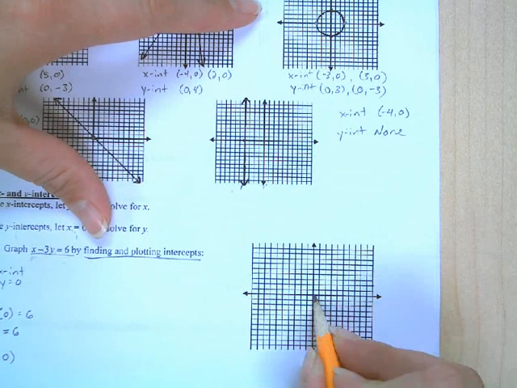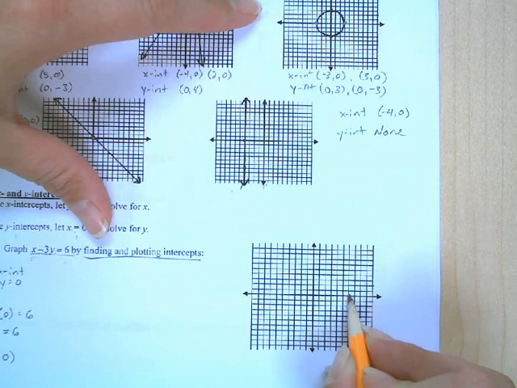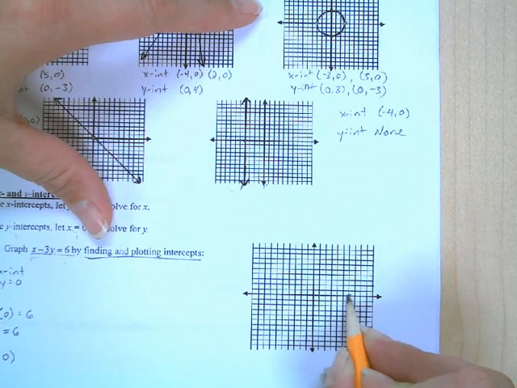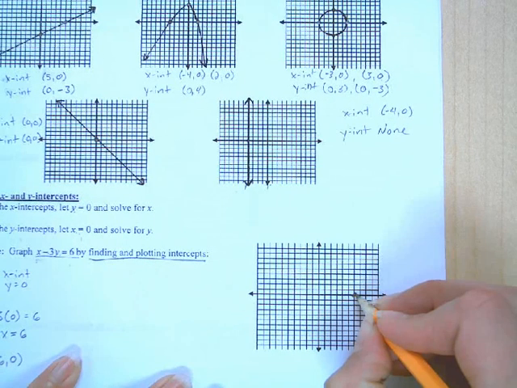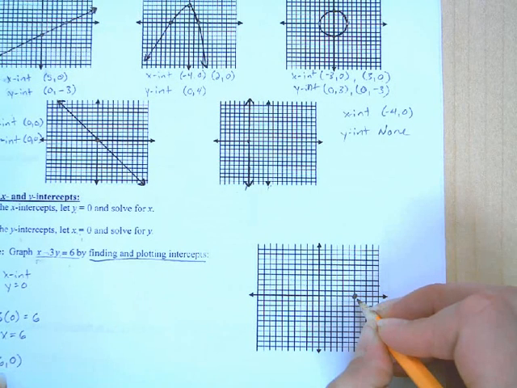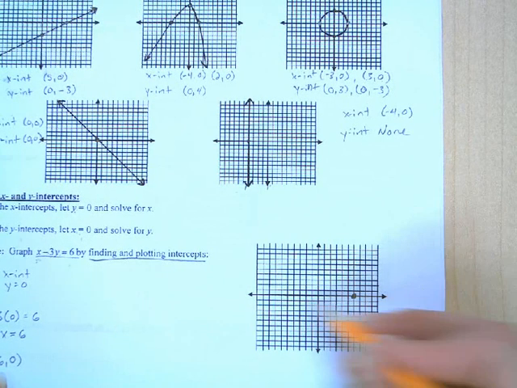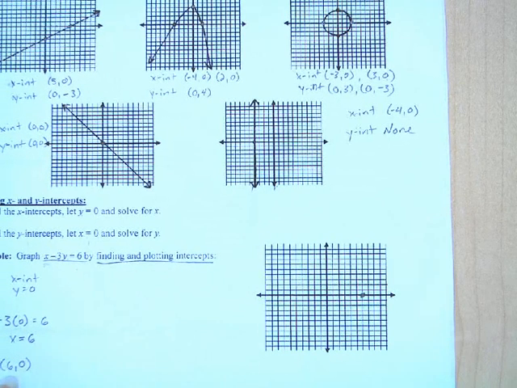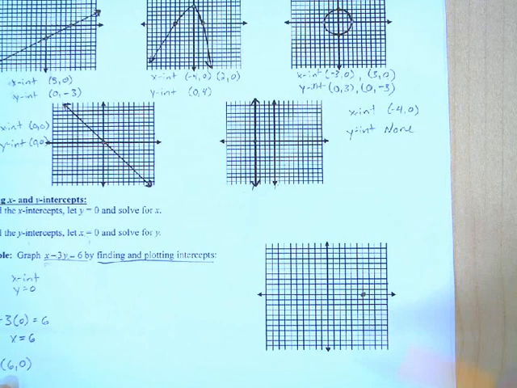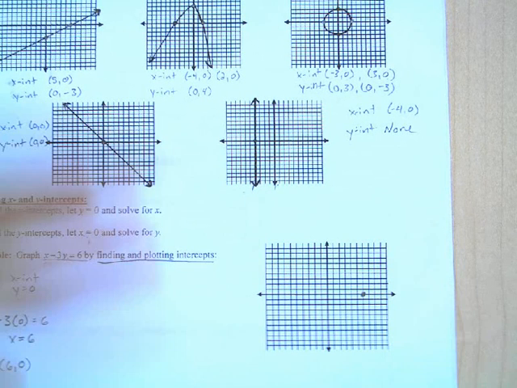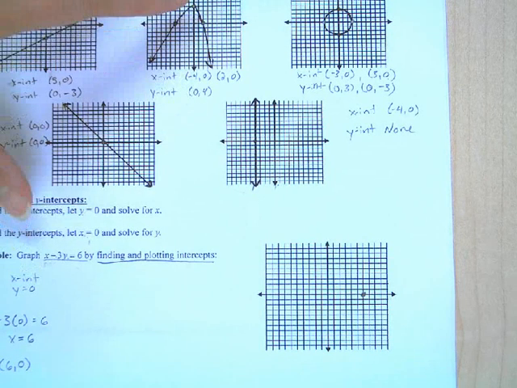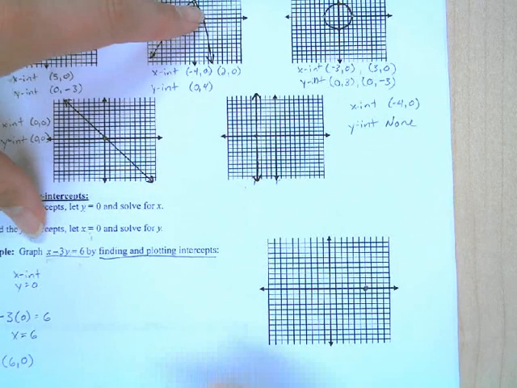So now we're going to do one more graph. x is equal to negative 2y, by finding and plotting intercepts. Okay, so for the x-intercept, plug in y equals 0. So x is equal to negative 2 times 0, which is 0. So it's 0, 0 for my x-intercept, which should already tell you your y-intercept. I'm going to prove it here. When I plug in x equals 0, we're going to do the same thing.